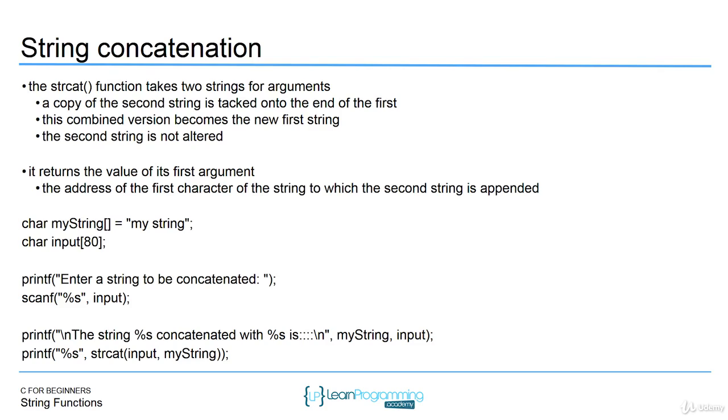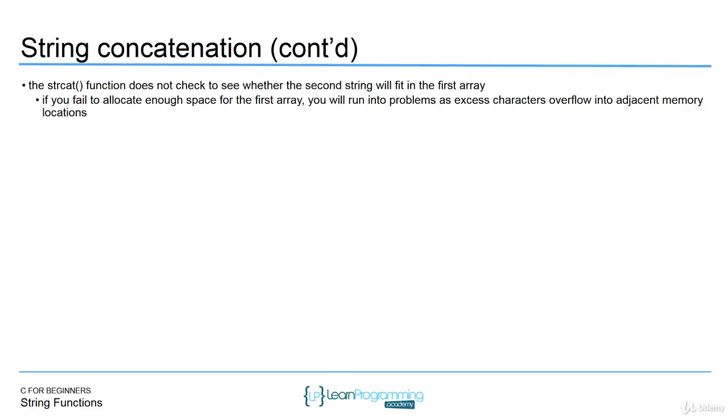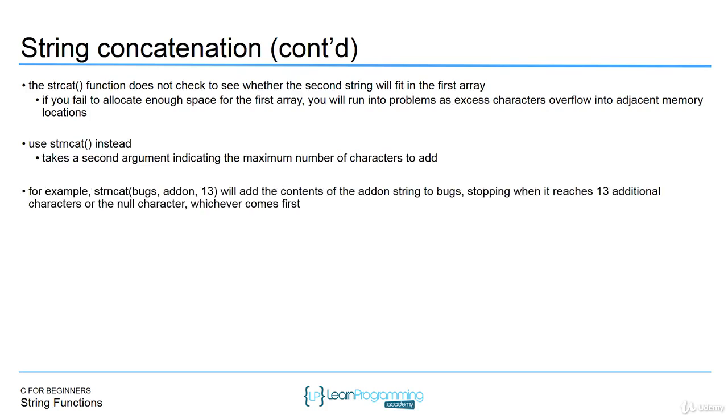Anyways, so just like string concatenation with strcat, there's a strncat. Strcat has the same problem as strcpy. It can have a buffer overflow. It doesn't actually make sure that the second string will fit in the first array. So if you don't have enough space in that first array, you can run into buffer overflow problems. So what you want to use is strncat. The third argument indicates the maximum number of characters to add. So for example, if you do a strncat on two strings, bugs and add-on, it's only going to add the first 13 characters of add-on to bugs.